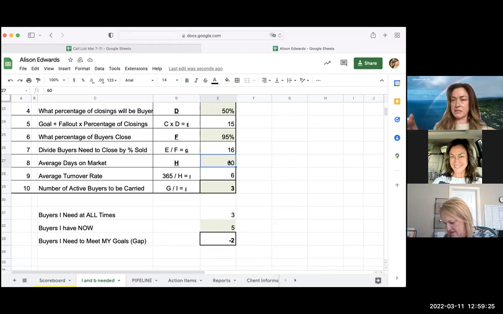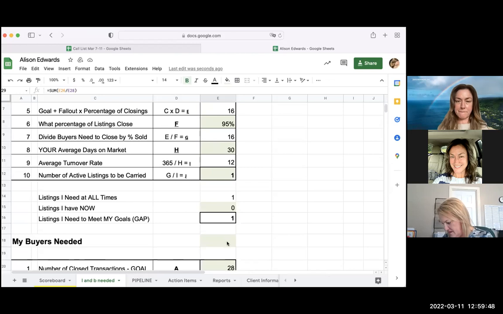Then we want to make these days longer, if that's what's happening, because the shorter the days, the fewer buyers. The longer the days, the more buyers you need, because it takes longer to get someone into contract. You're right. So we're going to put 90, you need 16 buyers. Of the 16, 15 are going to close, and you need to carry 4 buyers at all times, okay?